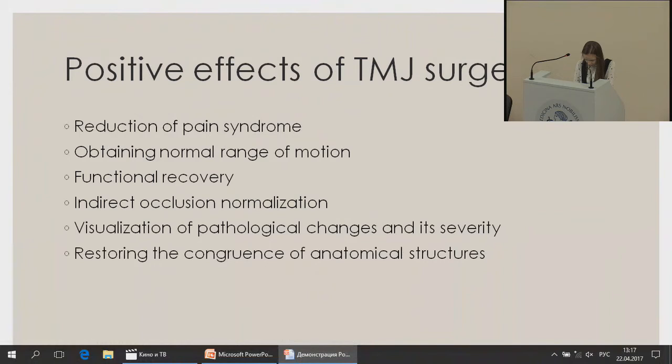Some positive effects can be obtained through temporomandibular joint surgery, especially with the use of microinvasive methods. It's a reduction of pain syndrome, obtaining normal range of motion, functional recovery, and these are the goals of the intervention generally. And also indirect occlusion normalization, visualization of pathological changes in their severity, and restoring the congruence of anatomical structures. This refers more to open surgery, the last one.